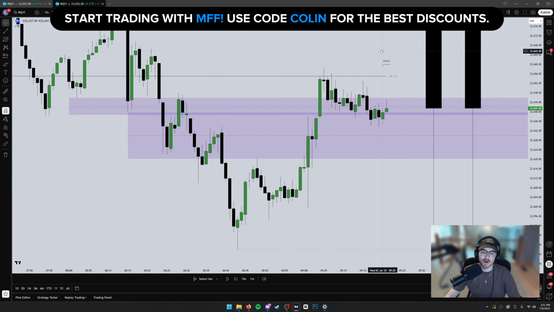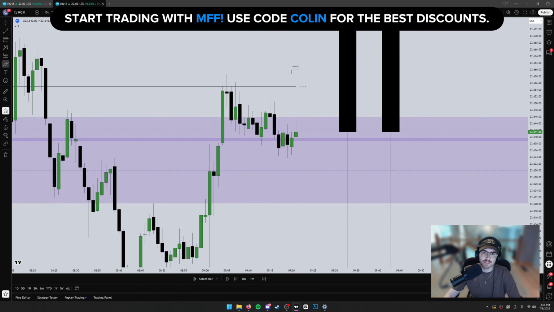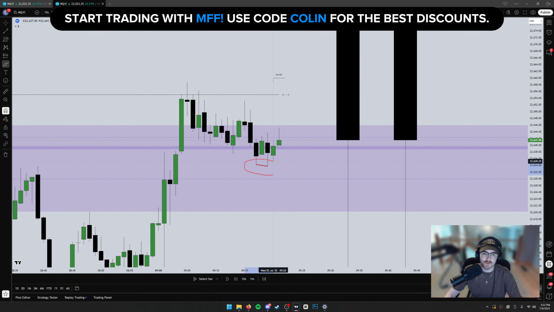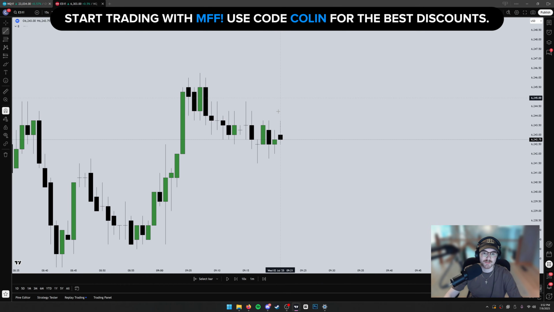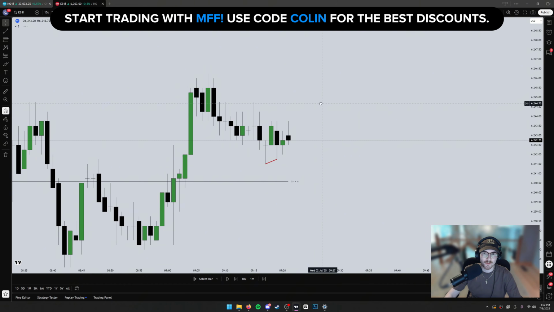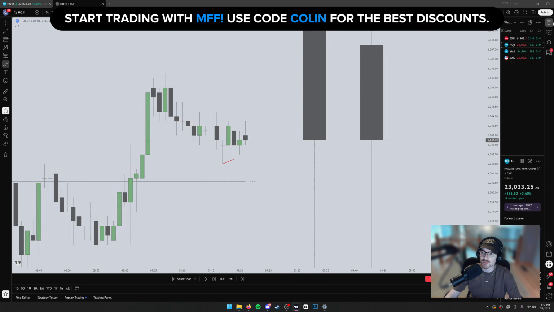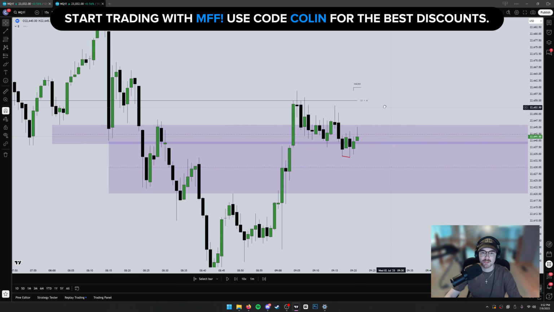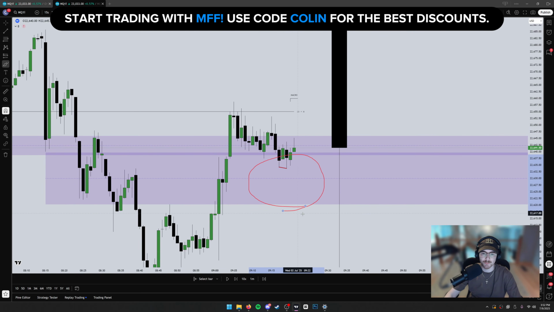Now, step two of the model is actually really easy. All we're looking for is SMT as we dig down into this high time frame gap. So if you'll notice, I just drew a little line right here between these two lows on the 1 minute. We have a higher low and a lower low on NQ, but if I switch over to ES, you'll notice we have a lower low and a higher low in the exact same spot. This is SMT. It stands for Smart Money Techniques, and it's essentially just showing that smart money is actively engaged at this area, more specifically this 15-minute inversion gap.